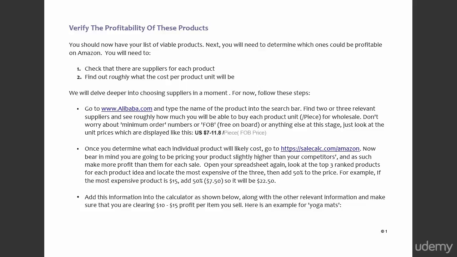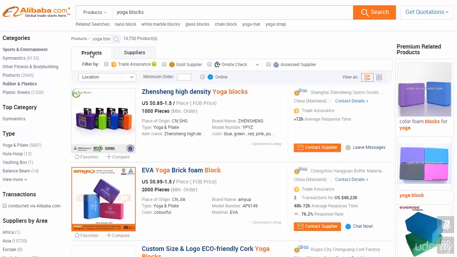So you've got your trimmed down list, and the next thing we need to do is to check that there are suppliers for these products, and to find out roughly what the cost per product unit will be. So the way we do this is to go to Alibaba.com, and taking the example of yoga blocks again, we just type in yoga blocks. I've already done this, press search, and then we get a list of potential products and suppliers.